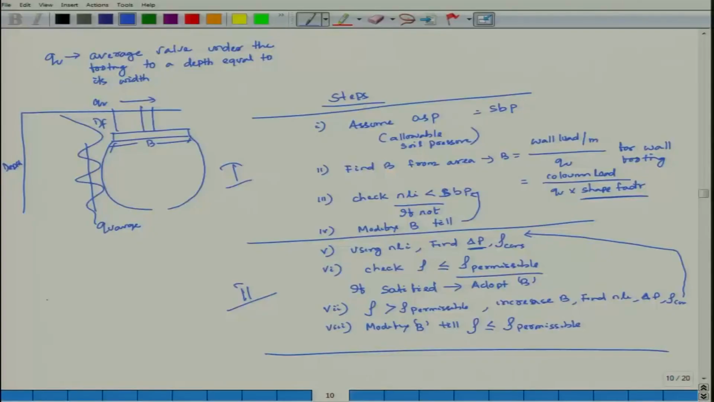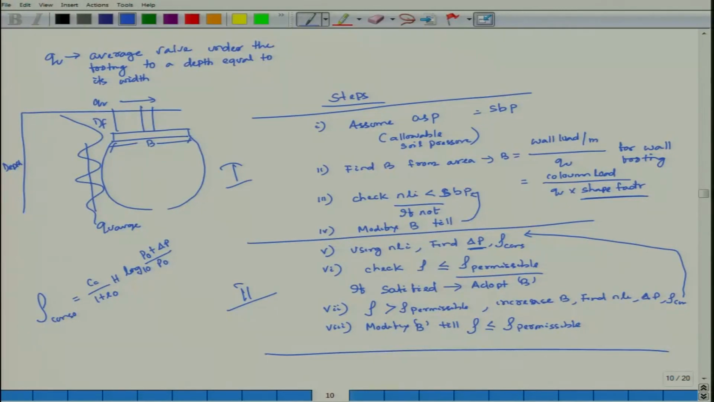Consolidation settlement is equal to Cc by 1 plus E0 times H times log10 of P0 plus delta P by P0. Then apply the correction factor for water, whether it is normally consolidated or over consolidated. This part I have also covered. Then find the actual settlement, how much it is coming below the foundation.